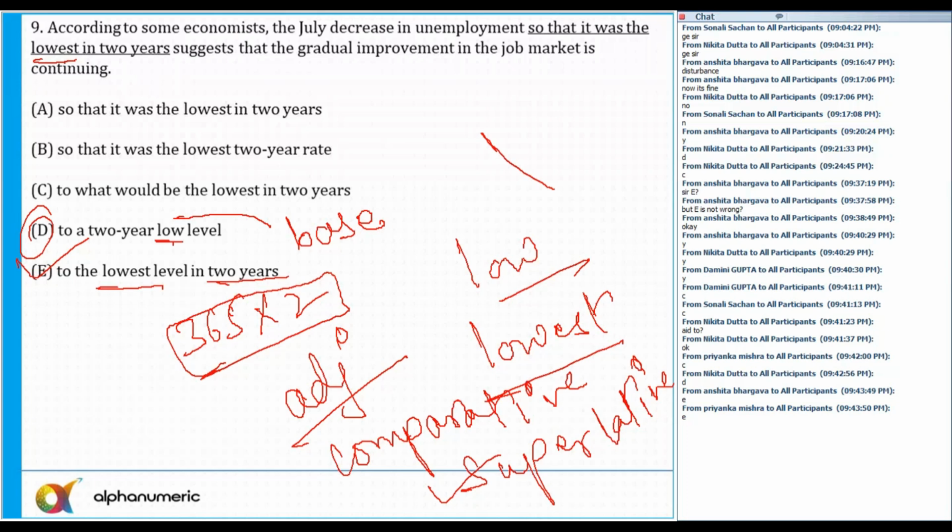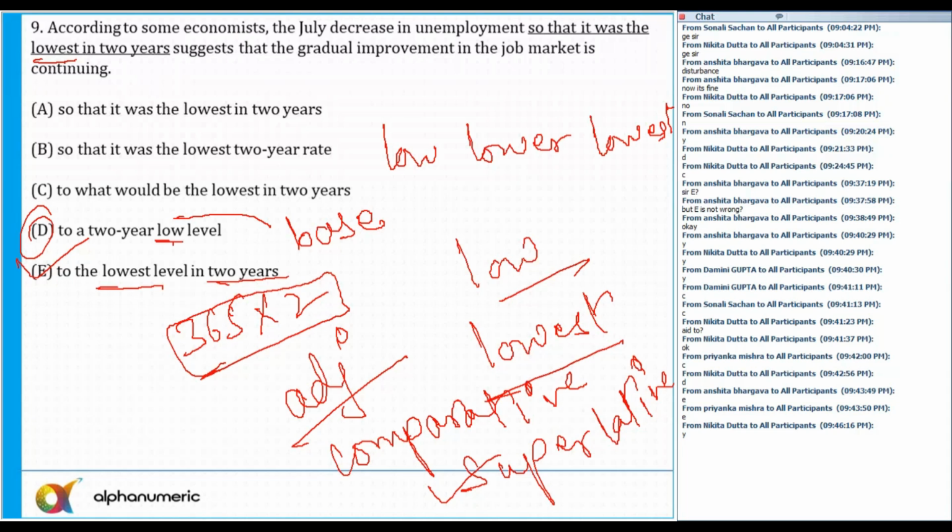Whereas E says it is the lowest level in 2 years. So there's a huge difference in the meaning. And I believe you understand now what is the difference. Did you understand what is happening here? Okay. Did you get this? For example, when you look at adjectives, adjectives have 3 forms. We all know adjectives have 3 forms. For example, we say low, lower, lowest, right?